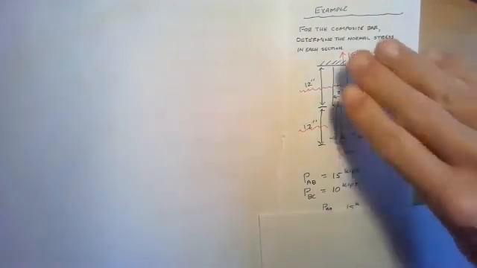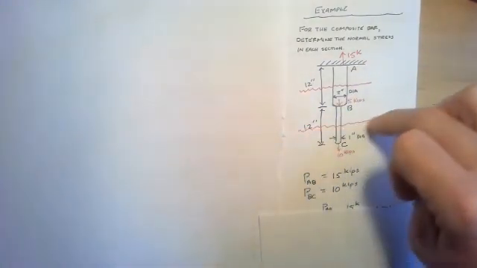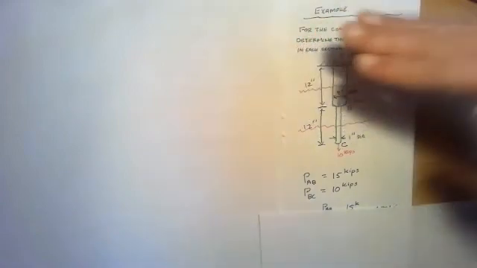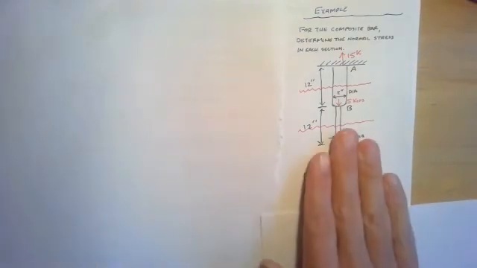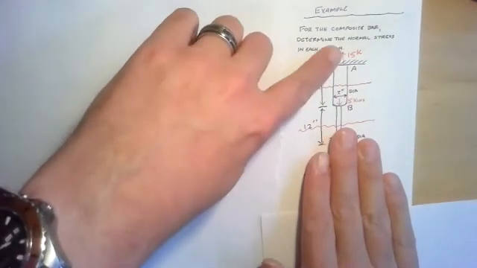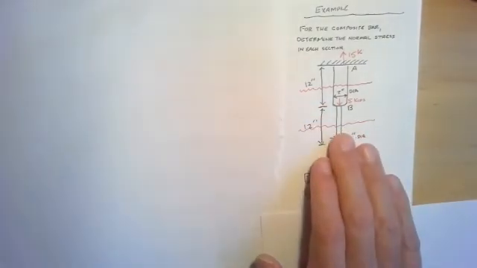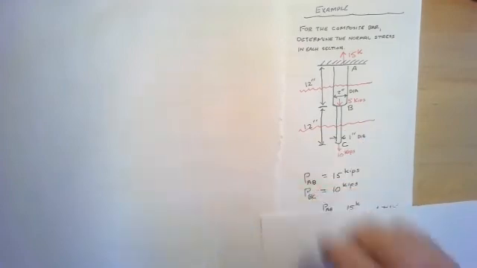Now for bar BC, what I would need to do is take a look at one side or the other of the cut section. If I was to take a look at the bottom part, I would see that I only have 10 kips pulling down. Therefore, I have to have 10 kips pulling up in bar BC. So the internal force in bar BC would be 10 kilopounds of tension. Alternately, if I took a look at the top part of the cut, I would have 15 kips pulling at A, 5 kips pushing at B, and I would still have 10 kips of tension in bar BC.